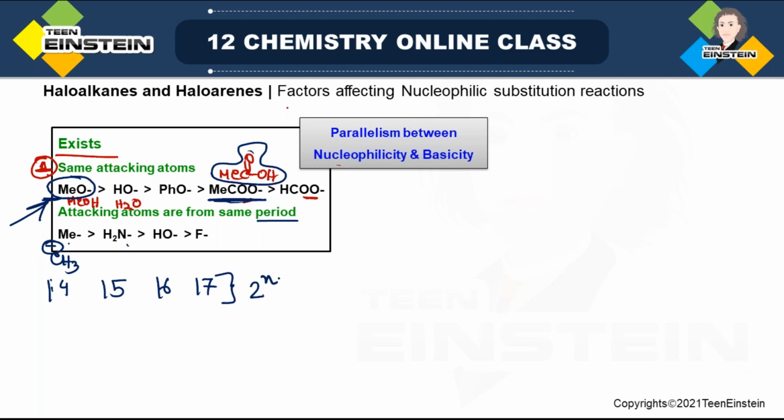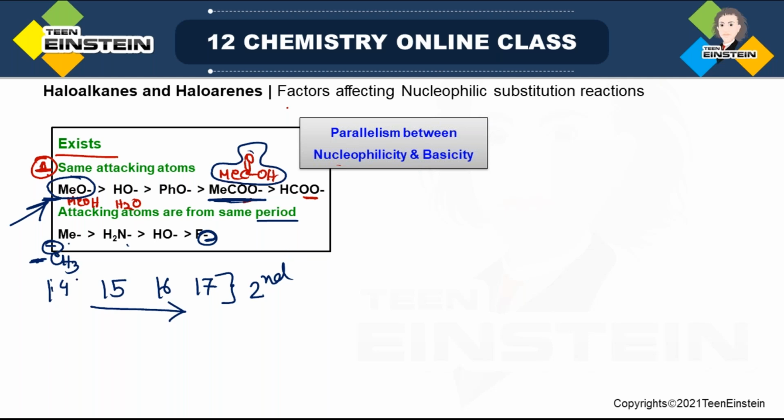Now when they are from the same period, you can see as we are moving towards higher group number, that means electronegativity is increasing. So when electronegativity is increasing, this negative charge is very stable over fluorine, but here the negative charge you have over carbon is not very stable. So as the negative charge is not very stable, it is very reactive, and as it is very reactive, its nucleophilicity is also high.